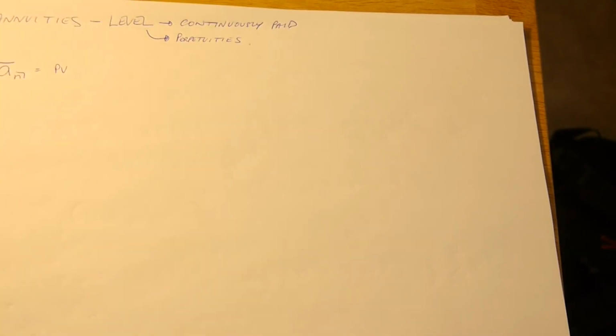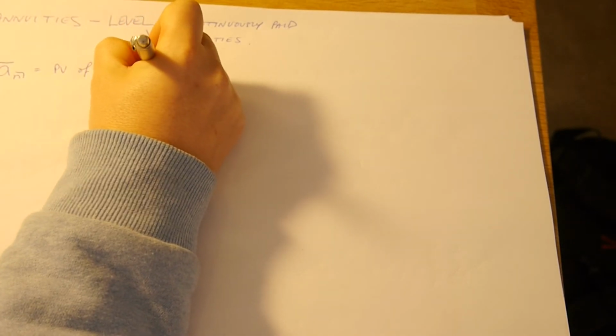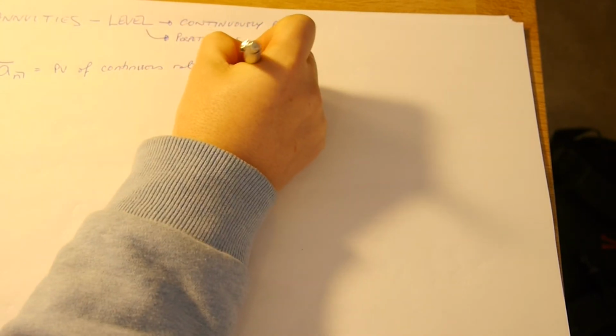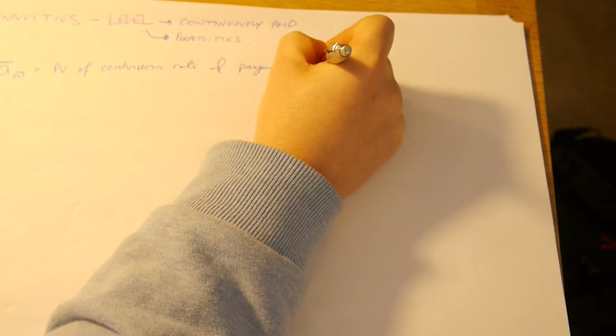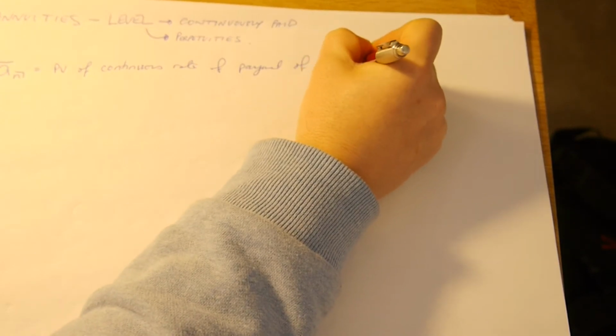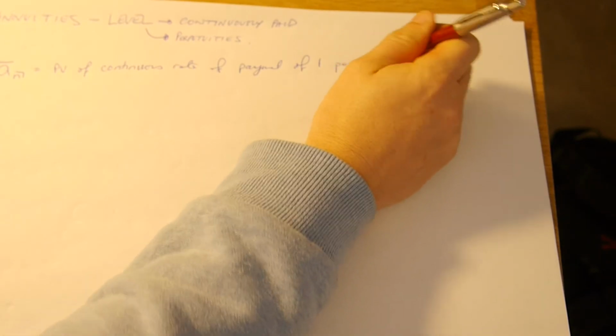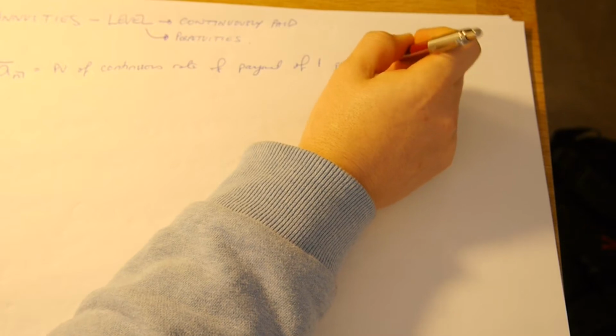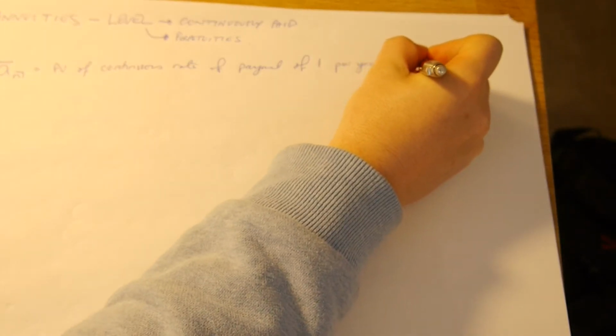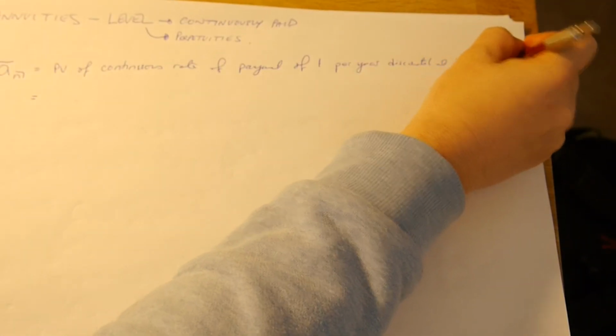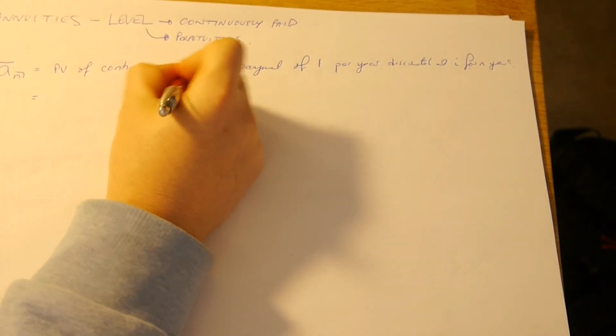ā is the present value of a continuous rate of payment of 1 per period, or per year we'll just say here, just to make it easier on the brain, discounted at i for n years. Now, on that statement, the key thing here is rate.